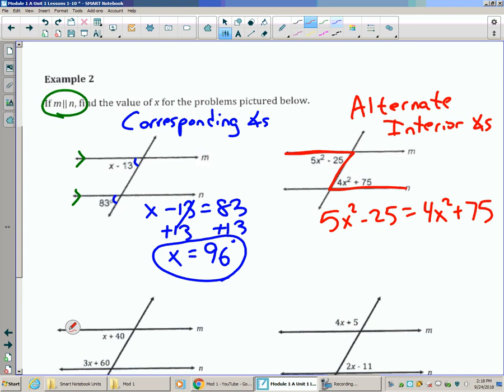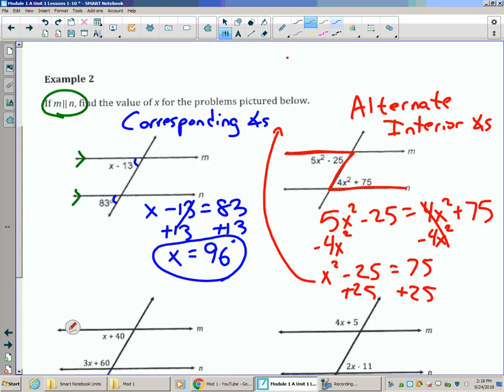We're going to combine like terms again, so I'm going to bring all the x squareds to one side. So we get x squared minus 25 is 75. These cancel. We're going to add 25 to both sides. I'm going to put the rest of my math up top here. So we have x squared equals 100. And if we have x squared and we want to get just x, the opposite of squaring something is square rooting it. So we get x equals 10 for that second example there.